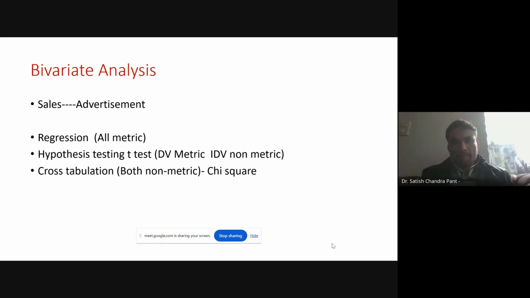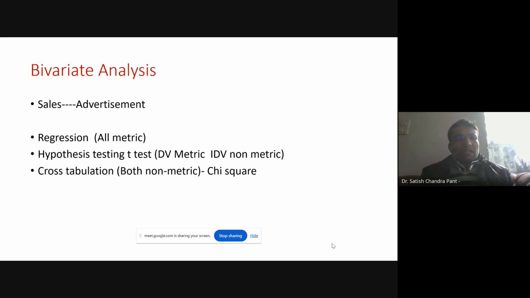Right? So in such a scenario where there are two variables in the picture and one variable is metric and another is non-metric, then you have to go for hypothesis testing, right? And in that hypothesis testing, I'm talking about the t-test specifically: independent t-test, dependent t-test, and the paired t-test, right?